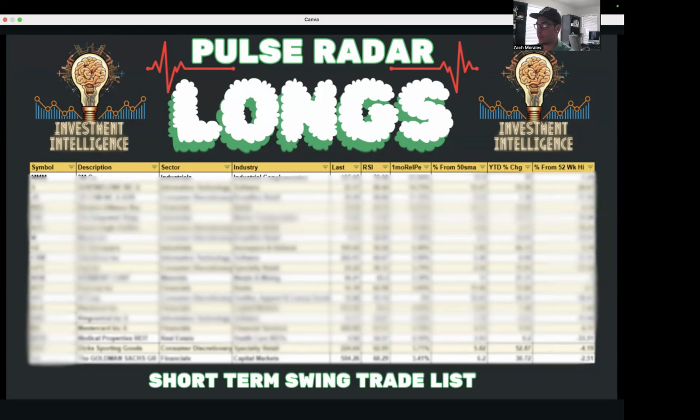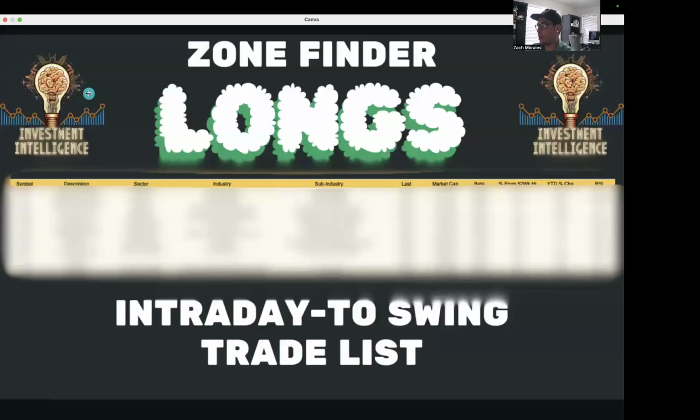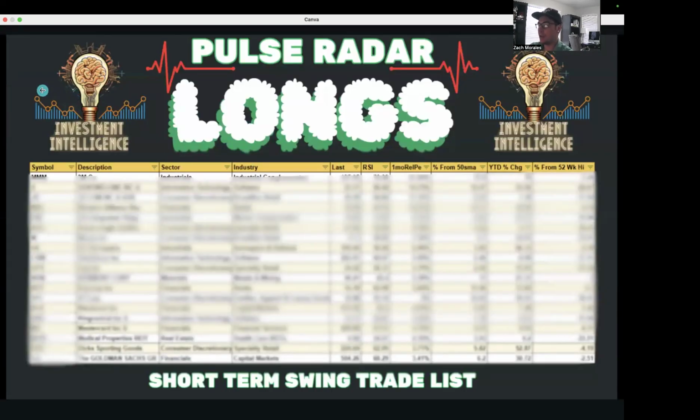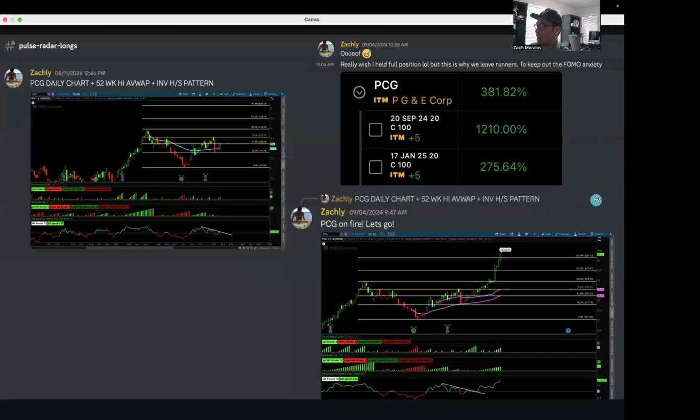Okay, when we talk about the pulse radar and when we talk about the zone finder, these are filtered along with this new one and the compression hunter. They're all filtered to have liquid options markets if you do want to trade options. But the pulse radar is going to be for people looking for short-term swing trades. Okay, so anywhere from maybe 2 weeks to 6 to 8 weeks, right? Just depends on if your profit targets or price targets are hit, or what your time horizon is, or if you're trading options, what your expiration dates are, right? And then we've got the zone finder, right?